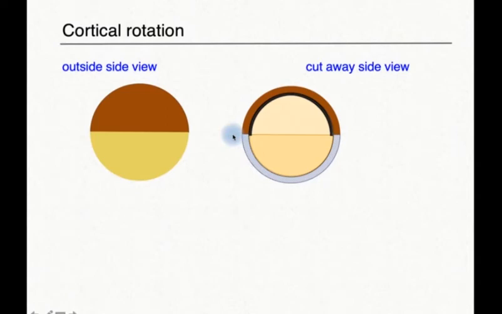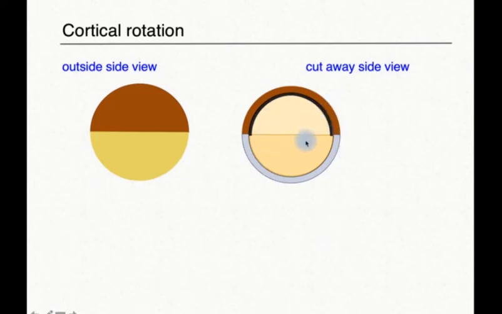So let's think about this cortical rotation a bit more. I said the word cortex a bunch. Maybe you're not sure what that means, so let's think about that. On the left here, imagine this is our egg that we just looked at. You're looking at it from the side, on the outside. So you have this brown pigmented top half, the animal hemisphere, and the yellowish, whitish vegetal hemisphere. Now if we cut that in half and expose what's in the middle, you would see something that looks a little bit more like this.